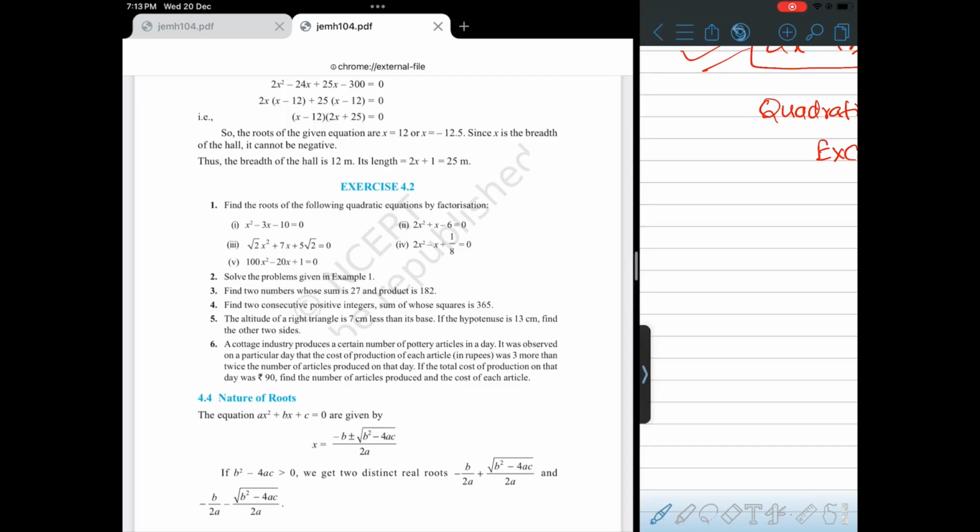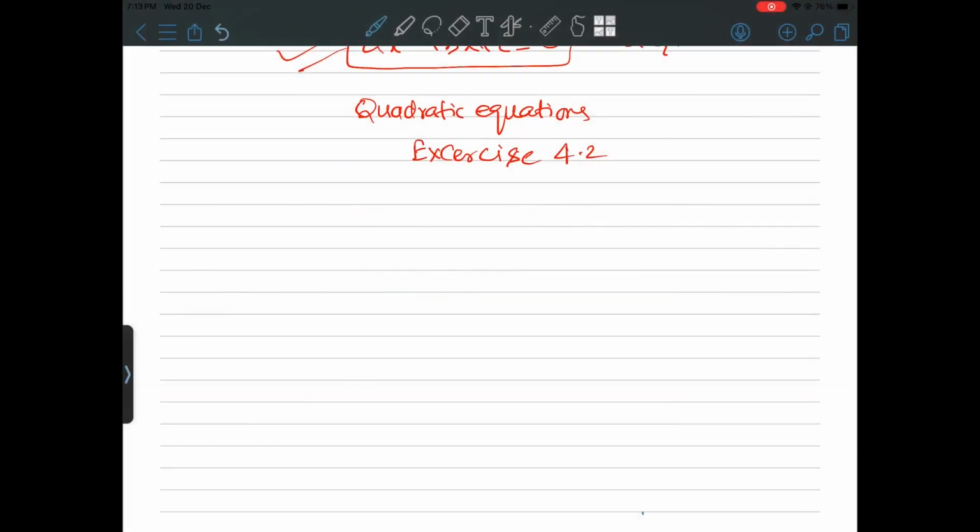The first question says: find the roots of the below quadratic equations by the method of factorization. So let us see the questions one by one. Let me maximize this notes window. So the first question is question number 1, part 1. That is x square minus 3x minus 10 is equal to 0, right?